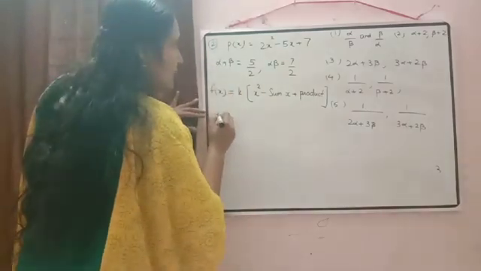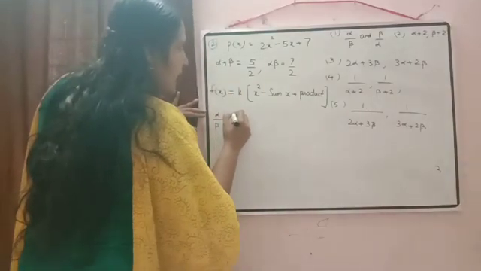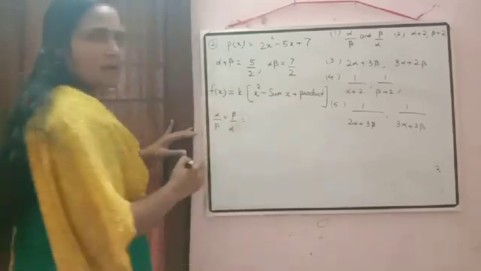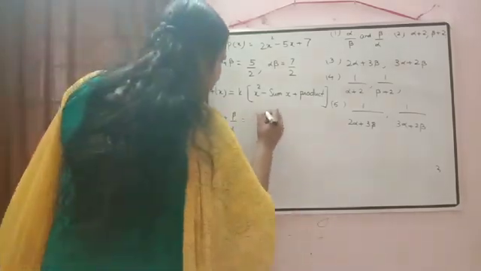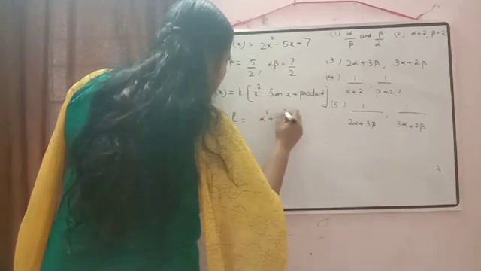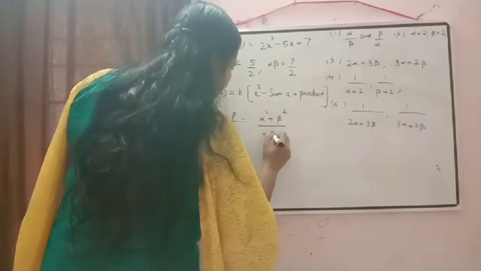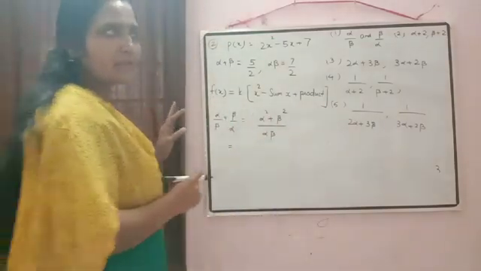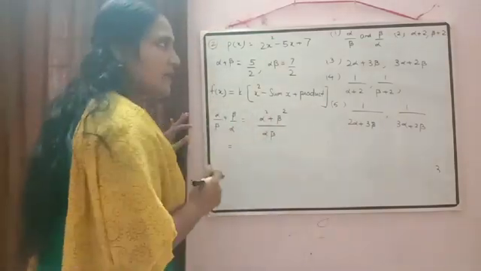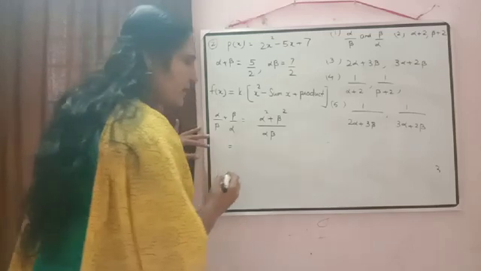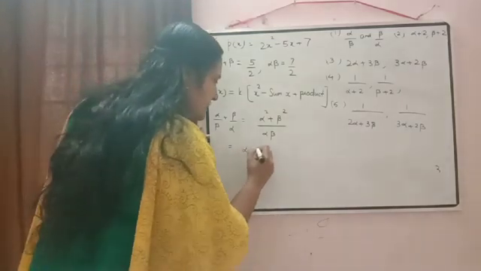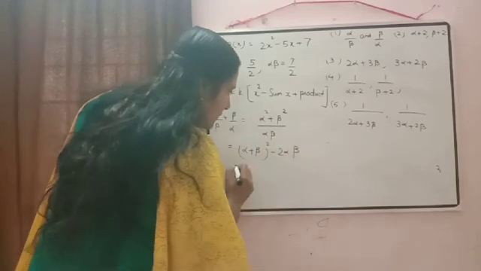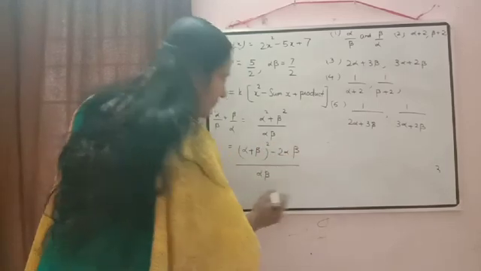Now we can check what will be the sum of the zeros. Alpha by beta plus beta by alpha. Do the cross multiplication, then what will come? We will get here alpha square plus beta square by alpha beta. But we don't know the value of alpha square plus beta square. Now how can we rewrite alpha square plus beta square? Yes, that can be written as alpha plus beta the whole square minus 2 alpha beta, by alpha beta.